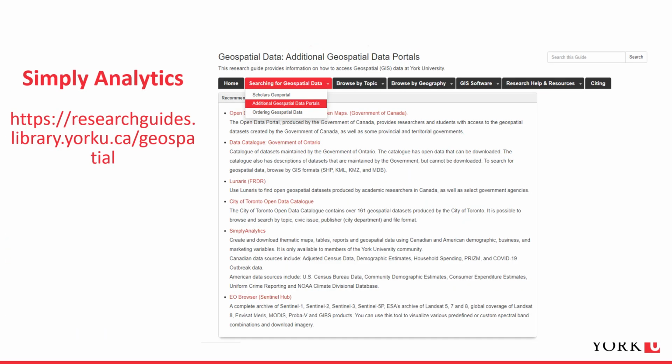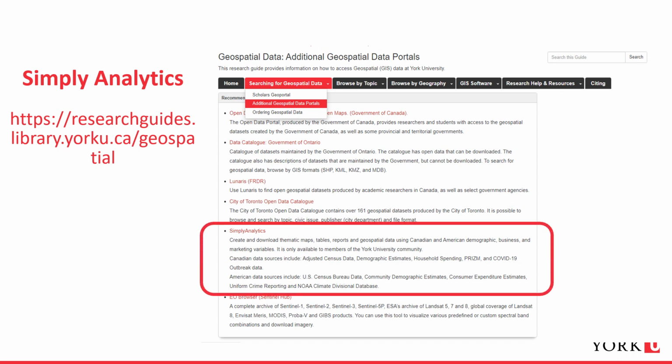Back to the Geospatial Data Guide, Simply Analytics can also be accessed. It is an online data mapping and reporting application that provides users with access to hundreds of demographic variables covering the Canadian population, from census data sets on health, household spending, crime, digital lifestyles, such as social media usage, mobility, or devices. Business location points and profiles are also available.